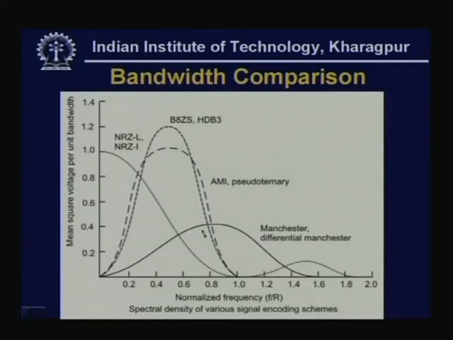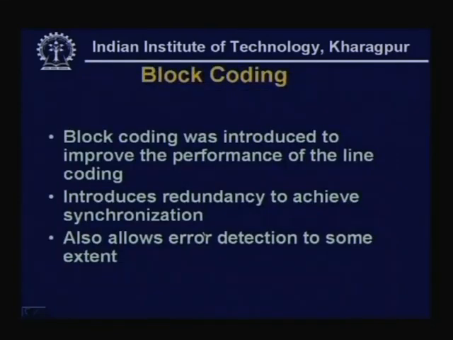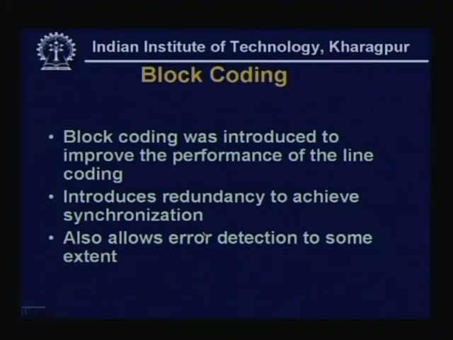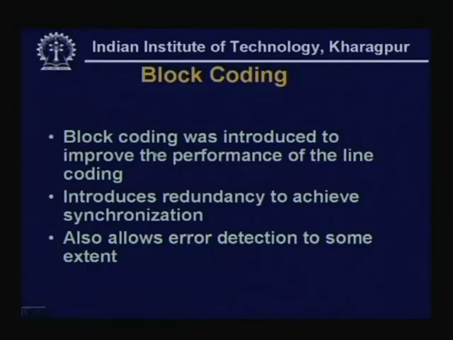So, we have completed all these codes. Now, there is another type of coding known as block coding. This block coding was introduced to improve the performance of line coding. So far, we have discussed various types of line coding, which is used for conversion of digital data to digital signal for sending through the transmission media. But before you do the line coding, a technique known as block coding was introduced, so that the performance of line coding can be improved.